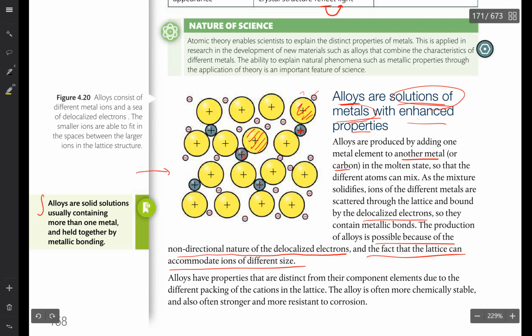So this definition of the alloy is important because alloys are solid solutions usually containing more than one metal and held together by the metallic bonding. So why do we need to make the alloy from the metal? When we make the alloy, usually the properties of the metal are enhanced. The metal becomes stronger, more chemically stable, and resistant to corrosion. All of these show that the properties of the metal have improved.